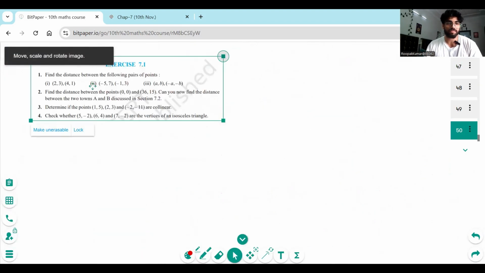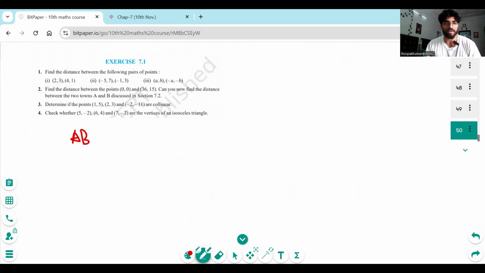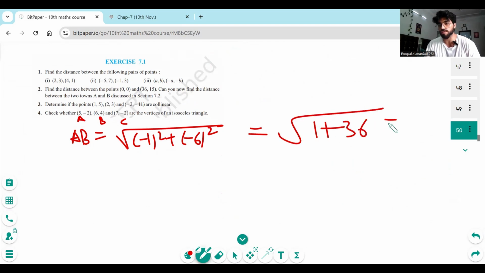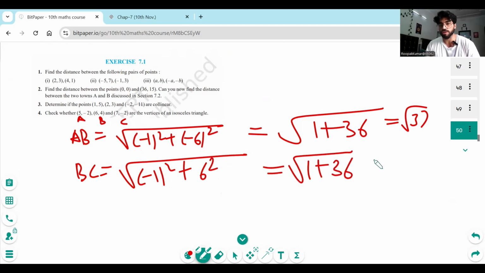Check whether these points are the vertices of an isosceles triangle. So we'll find the distances. Let's say A, B, C. For AB, if we find 5 minus 6, that is minus 1 square. Minus 2 minus 4 is minus 6 square. So 1 plus 36, which is root 37. If you go for BC, you get 6 minus 7, that is minus 1. I'm doing it directly. I hope that is clear. 4 minus minus will become plus. So 6 square, that is again 1 plus 36, so root 37.